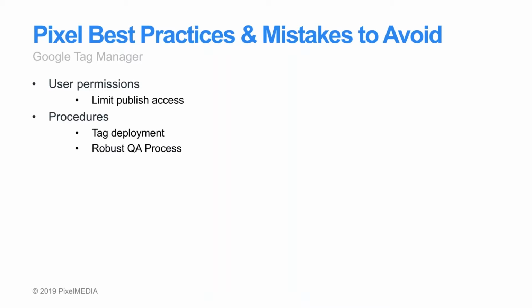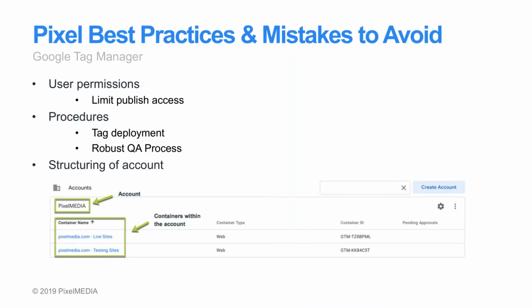This leads me to the next best practice, which is procedures. Each account should have a tag deployment plan in place for QA before going live. Pixel's procedure is to use a tagging plan to review tags on a sandbox environment first, and if no errors are thrown, then publish to the live site and test again. As I just mentioned, we recommend using a tagging plan that other coworkers and/or agencies also have access to. A tagging plan is a document used to organize your tags and understand the tracking available in your container and Google Analytics reports.